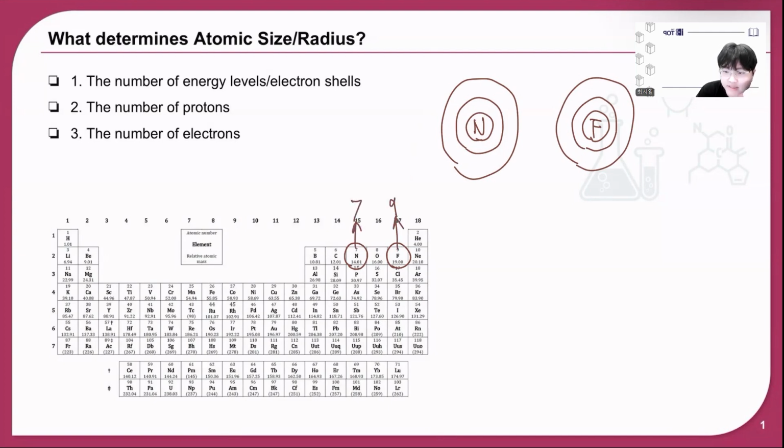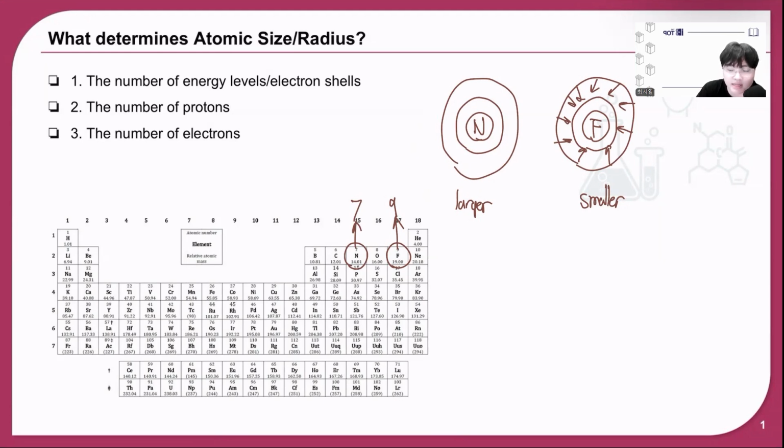Since fluorine has a greater number of protons pulling the valence electrons inwards, fluorine is going to have a smaller atomic radius, while nitrogen is going to have a larger atomic radius. So when there is a same number of energy levels between two atoms, that's when we consider factor number two, the number of protons.